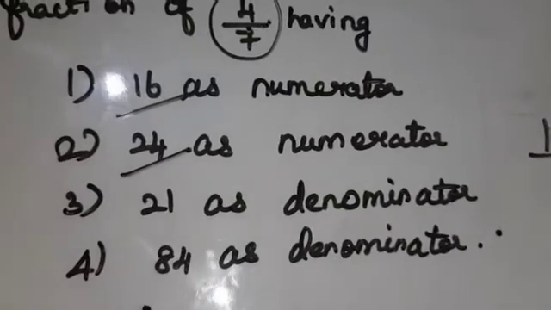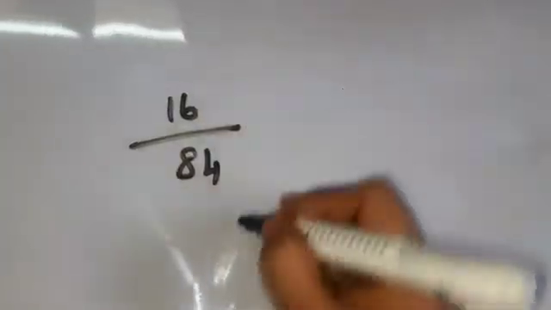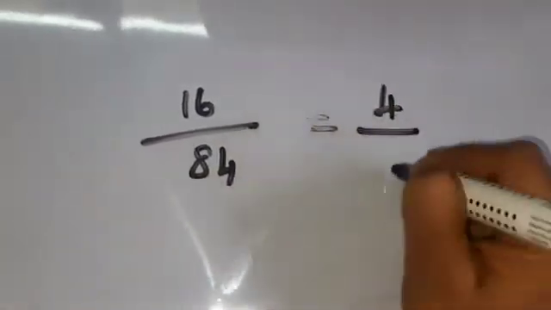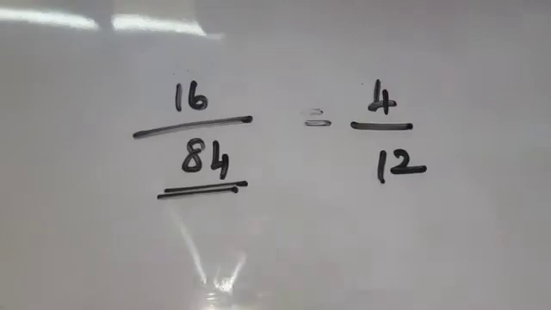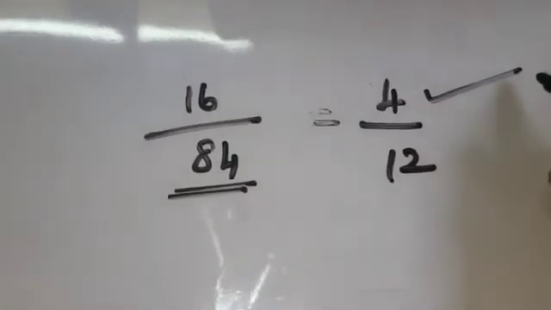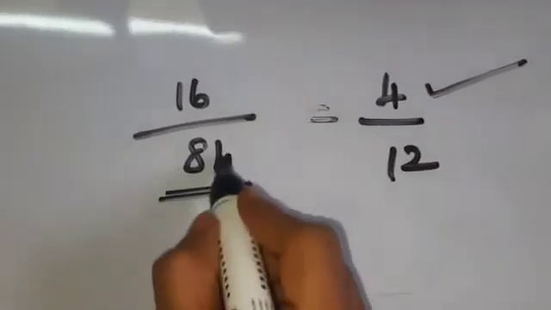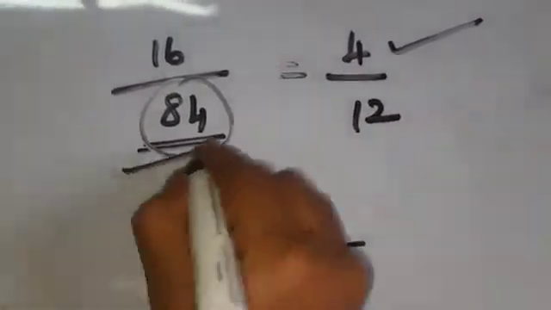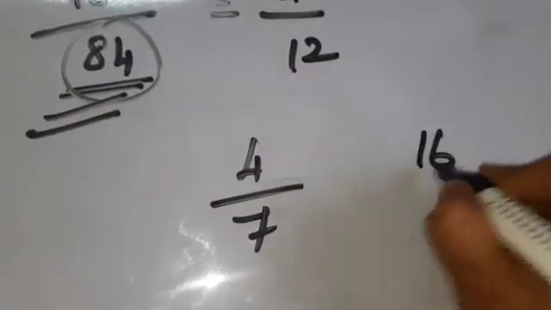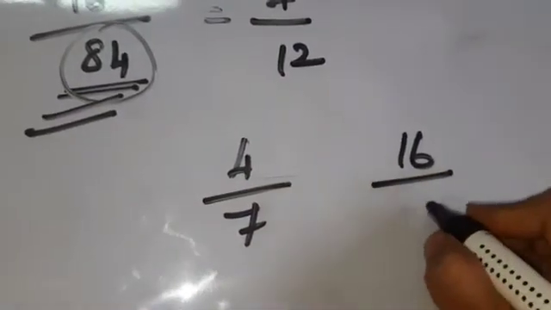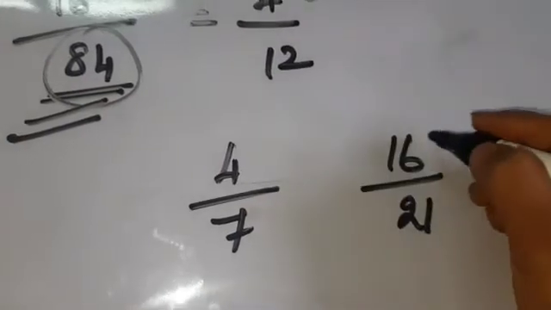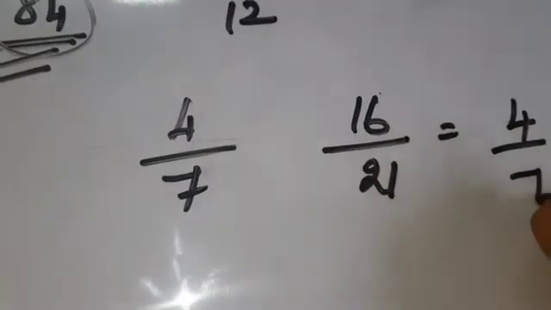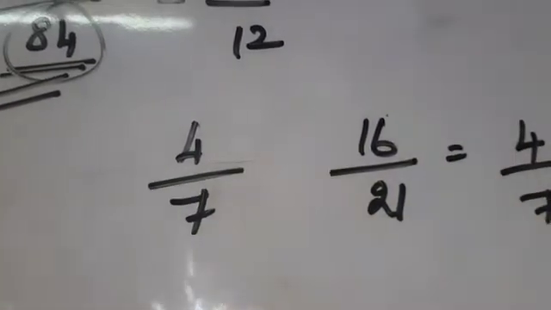84 cannot be the denominator. Why? Because if we take 16 by 84, we will get the pattern as 4 by 12. Why? Because 12 sevens are 84. See here, the numerator is being correct. So to get the denominator pattern as 4 by 7, we have to change the denominator. So 16 by one more denominator they have given as 21. So when we simplify this, we get 4 by 7. This is how you have to solve the problem.